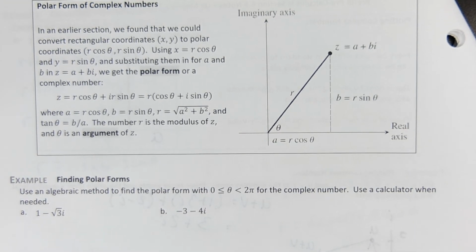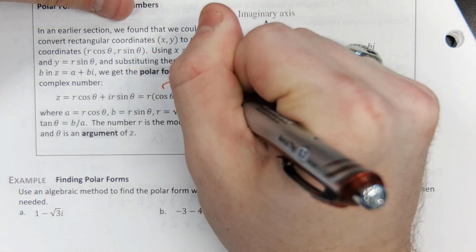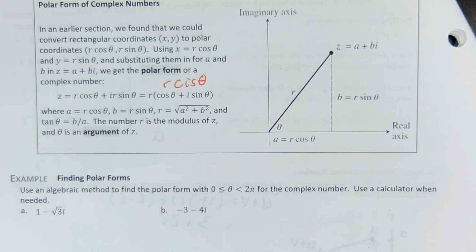Well, mathematicians, you know, the lazy guys that they are, and gals, don't want to write r times cosine theta plus i sine theta all this time. So instead, they write this: cis theta, which stands for cosine theta plus i sine theta, and then of course multiply by r.